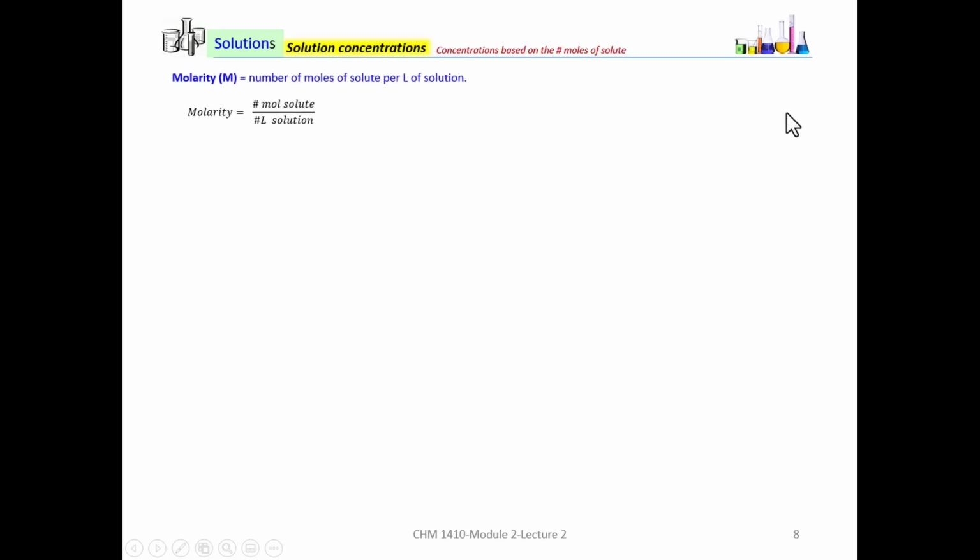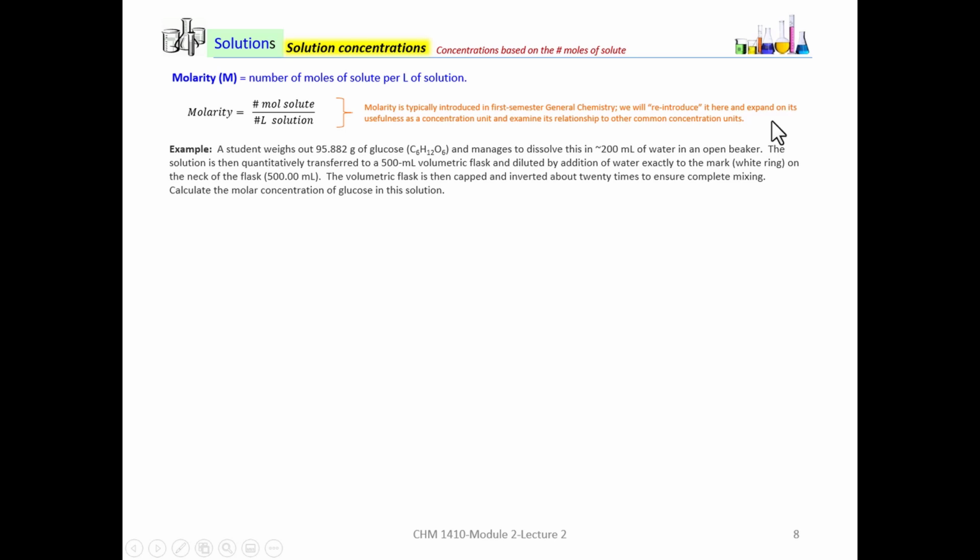Let's start out and discuss molarity, which is the number of moles of solute per liter of solution. As mentioned previously, this was introduced in General Chemistry 1, or should have been, and we're going to reintroduce it here and expand on its usefulness as a concentration unit and examine its relationship to other common concentration units.